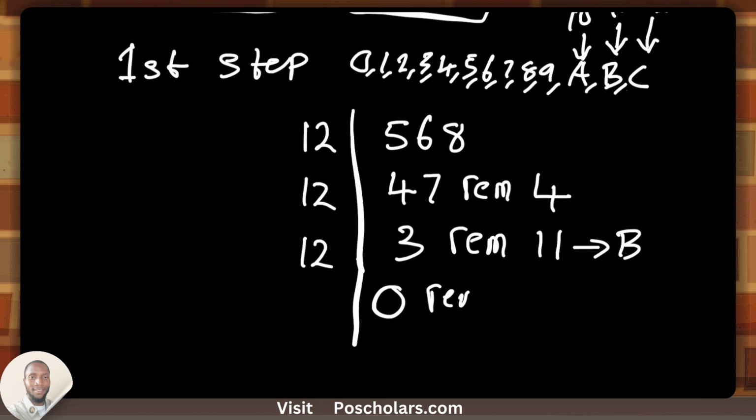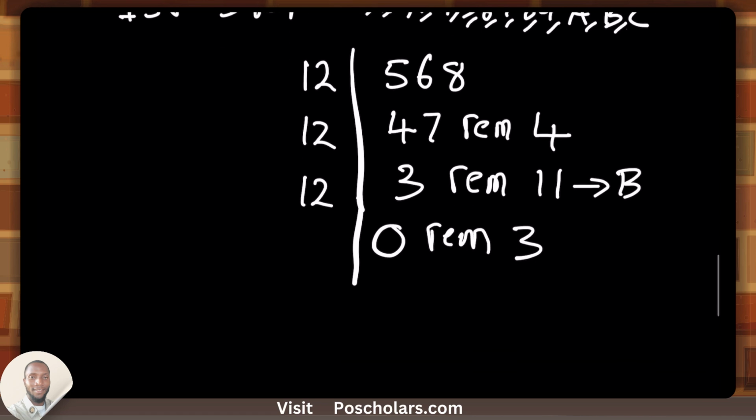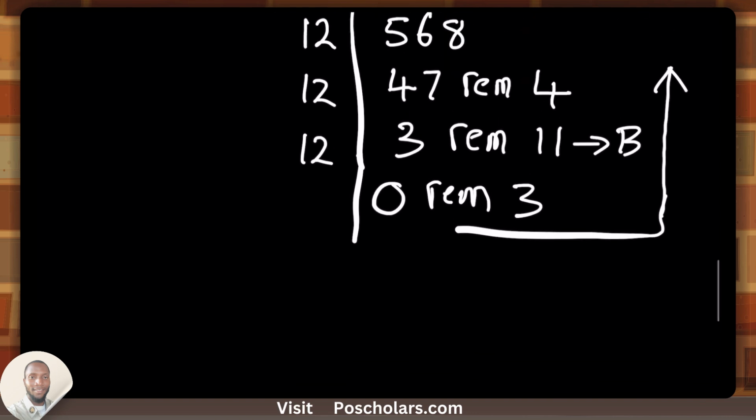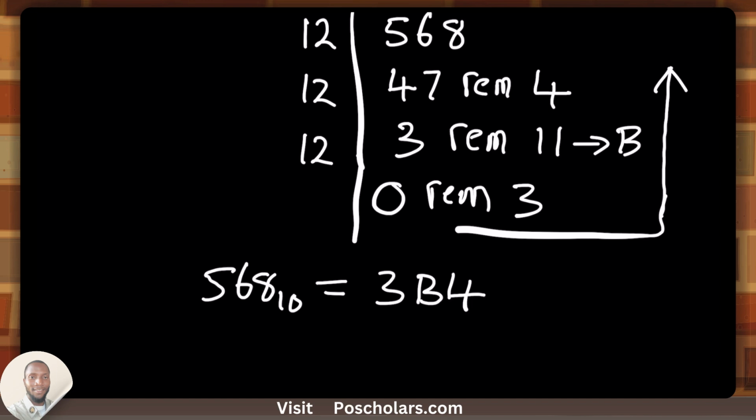So we continue. How many 12 can you find in 3? 0, remainder 3. Now to present your answer, you write out all these digits from bottom to top. Take notes, from bottom to top. So writing it out, 568 base 10 is equal to 3B4 base 12. Now that's the first step.